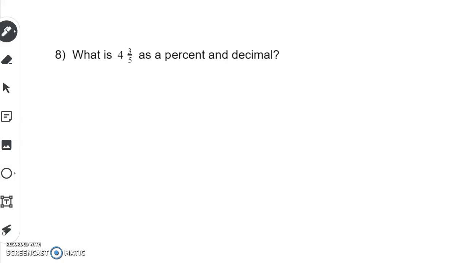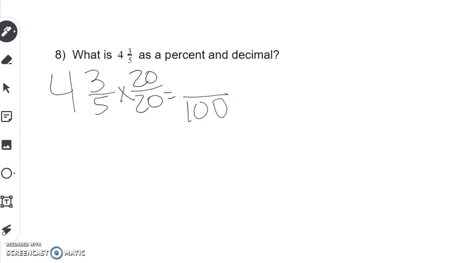What is 4 3/5 as a percent and a decimal? So I'm going to go ahead and rewrite this. I have 4 3/5. And to go from a fraction to a percent, I have more than one option, but for me it's going to be easier to turn that denominator into 100, for 100%, and 5 times 20 is going to get me that 100.